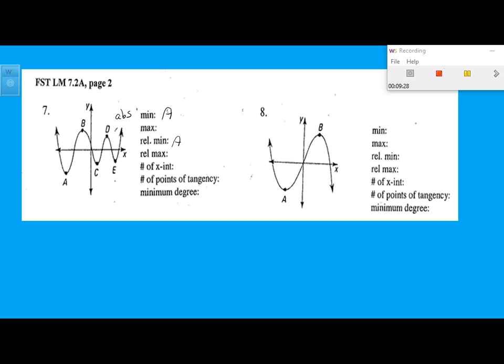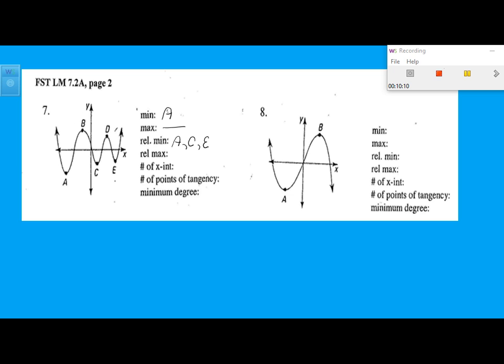Now, let's see if there's an absolute maximum. The answer in this case is no, because notice these branches go up forever. So there is no absolute maximum. So now, let's pick out the rest of the relative minimums. That would be low places of the graph for that area. So I would have a relative minimum right here, right there, and right there. I'd have a relative minimum at point A, point C, and point E.